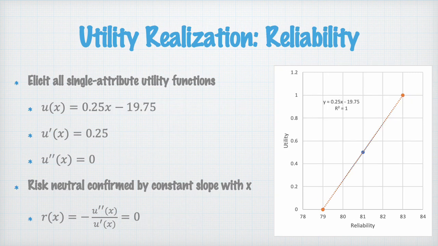Our final utility realization is for the reliability attribute. We fit all three data points, and we are able to confirm with an r-squared value of 1 that, in fact, our equation is best represented by a linear plot. We take the first and second derivative, but because this is a linear utility function, our second derivative is 0. Therefore, our risk is 0, which confirms both numerically and graphically that the decision maker is risk neutral when it comes to the reliability attribute.